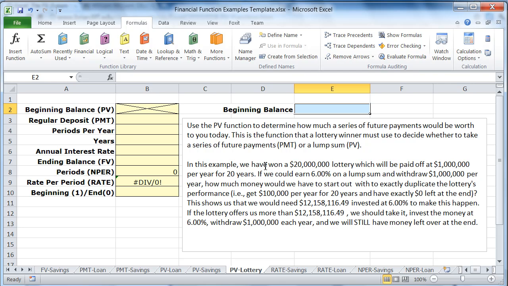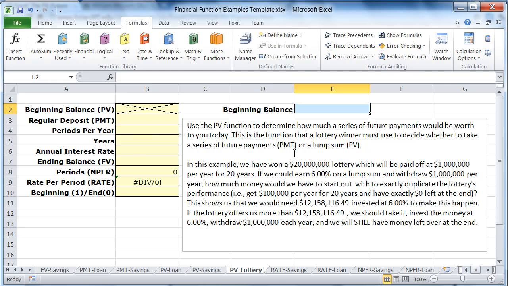You can use the present value function. In this example, we're assuming we've won a $20 million lottery, which is going to pay off $1 million a year for 20 years. Now, if we could earn 6% on a lump sum and just leave that in the bank, take out $1 million a year, how much money would you have to start out with so that you could do that? In other words, exactly duplicate the performance of the lottery.